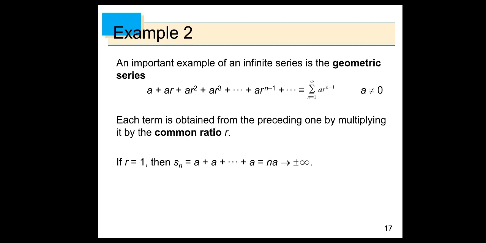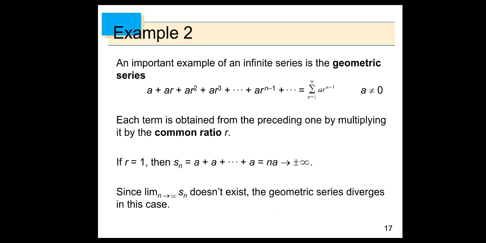But if we have r equal to 1, then these powers are useless, and we will have a plus a plus a plus a plus a, up to a, and this would approach positive or negative infinity. Since the limit of s sub n, where n approaches infinity, does not exist, the geometric series diverges in this case.